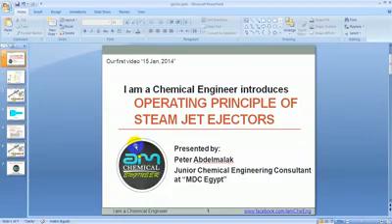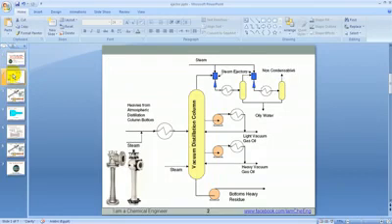In this video, we are going to discuss the operating principles of steam jet ejectors. Let's take refineries as an example. There are two types of distillation columns in a refinery. First, the atmospheric, and the other is the vacuum distillation column. The atmospheric tower is exactly like the one we are seeing now, but without these steam jet ejectors. It's called the atmospheric distillation tower.